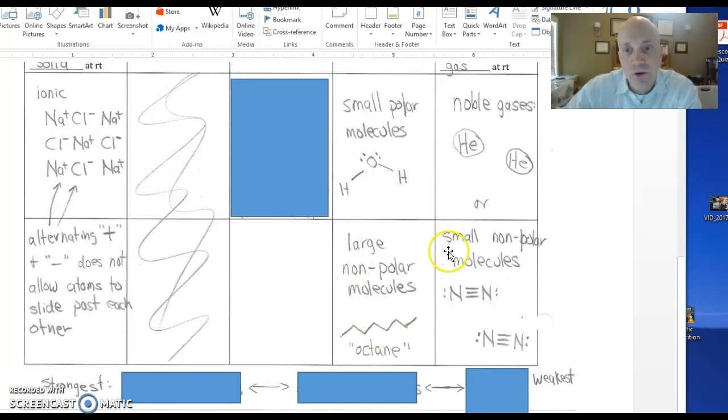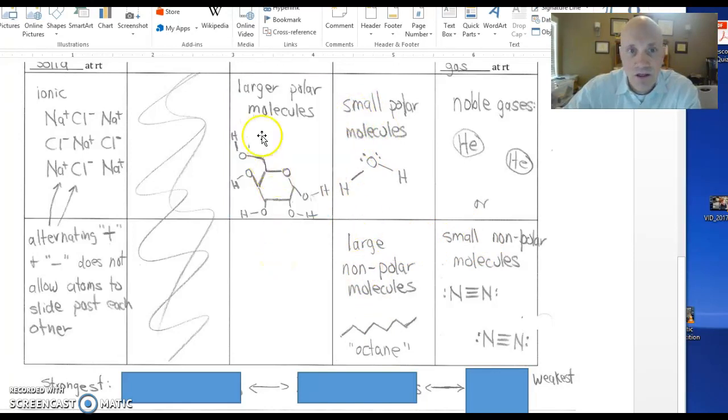All right. So notice in this, we changed one thing about each of these. This was small, just like this was small. We changed the polarity. This guy right here, these were both nonpolar. We said that this was small and this was large. All right. Well, what if we combined those two features to have a larger polar molecule? Well, that would be a molecule like this.